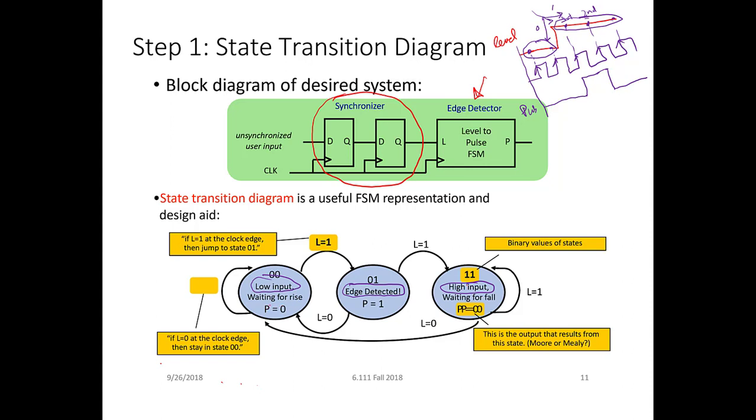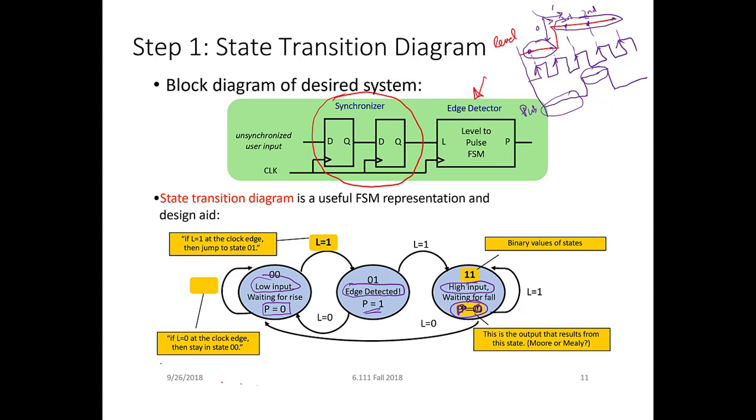And you have to remember that in a Moore FSM, the output is represented in the bubble inside. So here the output is 0. When we are in the edge state, the output is 1. And when we are in the high state, the output is 0. Okay, so we have these 3 states.